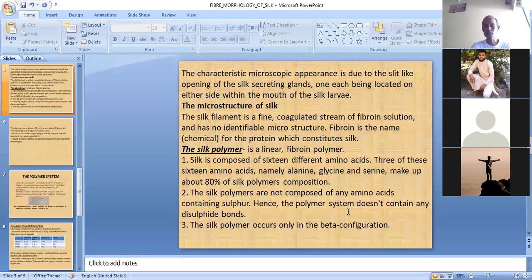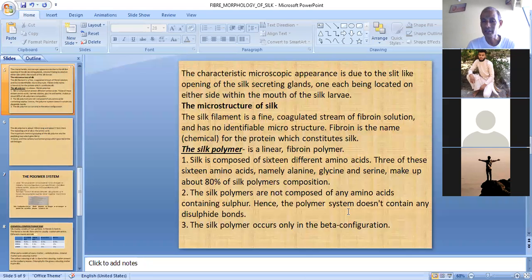The characteristic microscopic appearance is due to the slit. हाँ, ये microscopic view जो आप में दिख रहा है, triangular cross section. Why is it triangular? The reason is here. Sometimes it may be asked why the cross section of silk filament is triangular. Then you can answer, the characteristic microscopic appearance is due to the slit-like opening of the silk secreting glands.